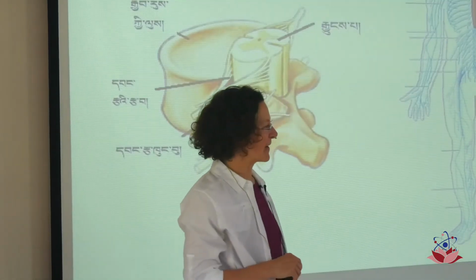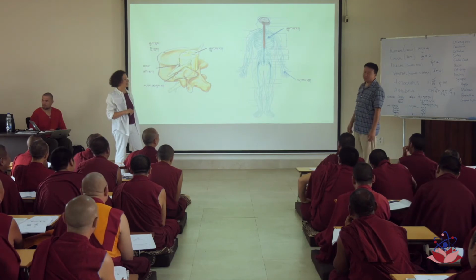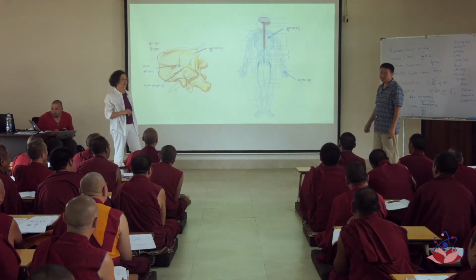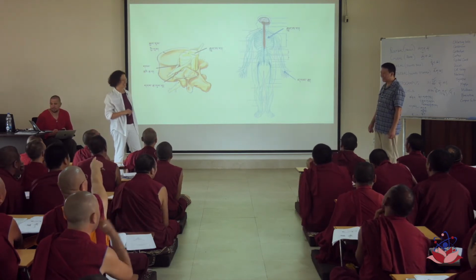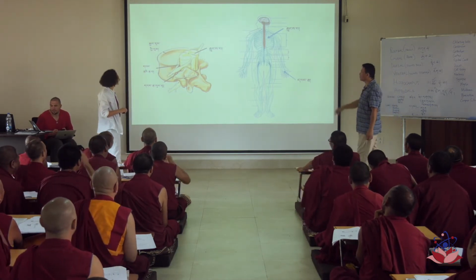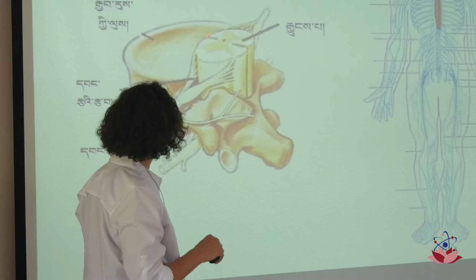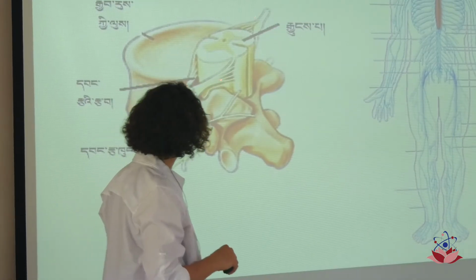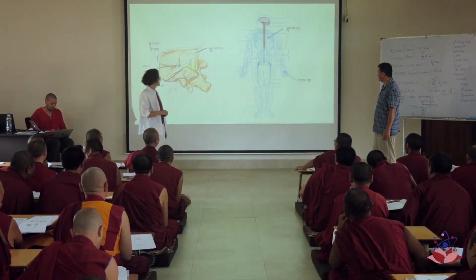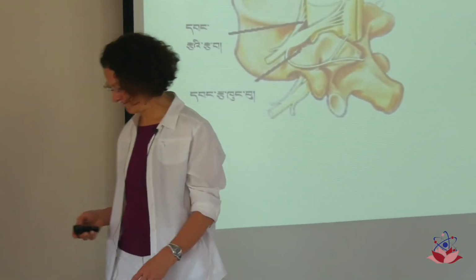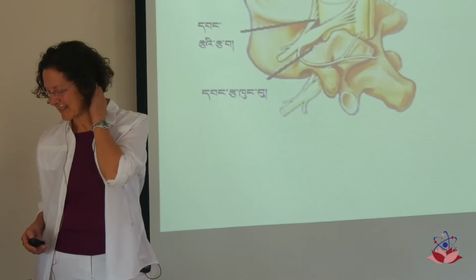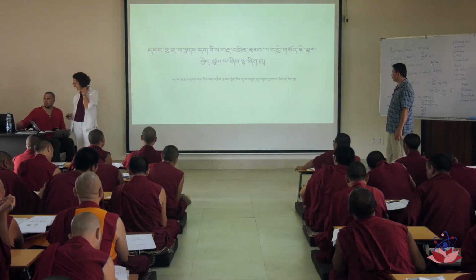And where is the gray matter? At the center of the spinal cord. Yeah. And the white matter on the outside. Okay. We'll move on then. We're skipping that, right? All right.